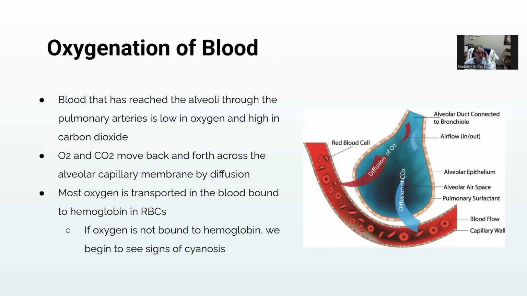And then oxygenation of the blood. If you remember in cardiac, we talked about the blood flow through the heart and when it goes to the lung. Deoxygenated blood enters the lungs, it becomes oxygenated, and it gets shipped to the rest of the body. So blood that's reached the alveoli through the pulmonary arteries is low in oxygen, but high in carbon dioxide. So oxygen and CO2 move back and forth across the alveolar capillary membrane by diffusion. And then most of the oxygen is transported in the blood bound to hemoglobin in the red blood cells.